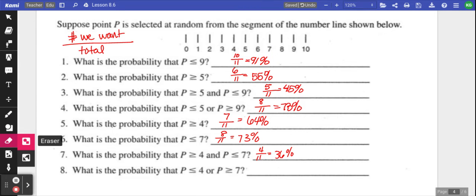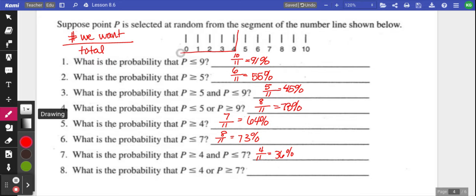And the last one, what is the probability that you are less than or equal to 4 or greater than or equal to 7, which is 9 of them? Do we have one of 9? No, 9 out of 11. 82%.